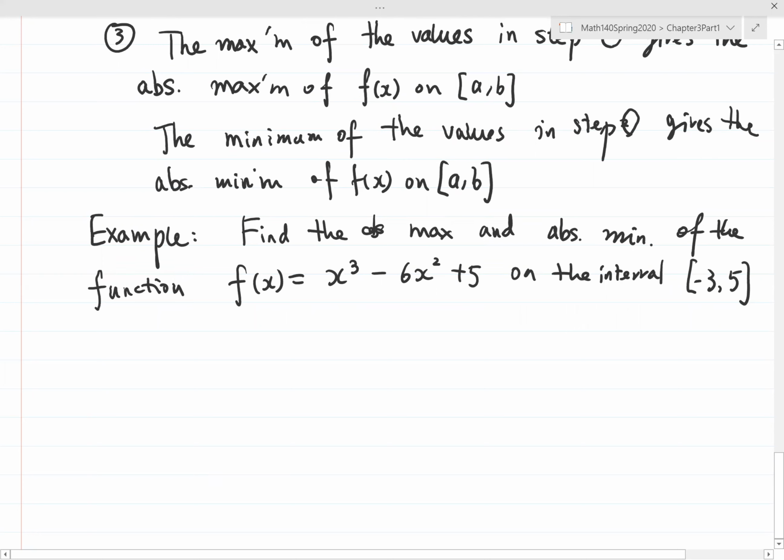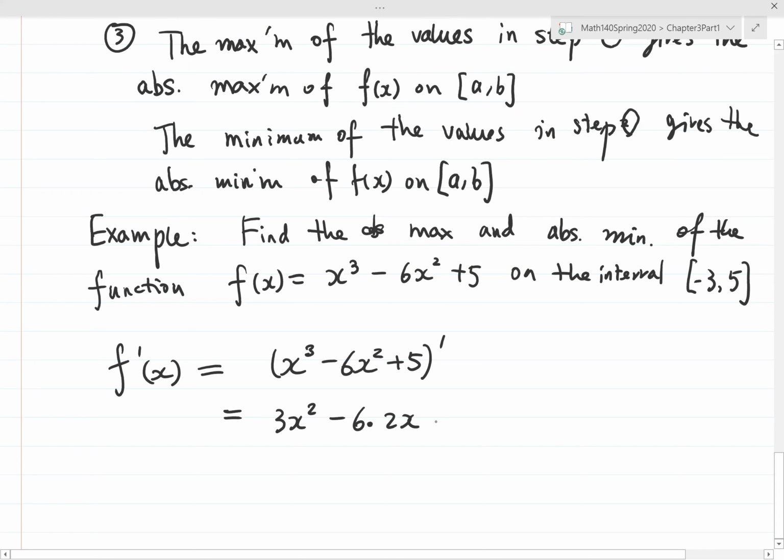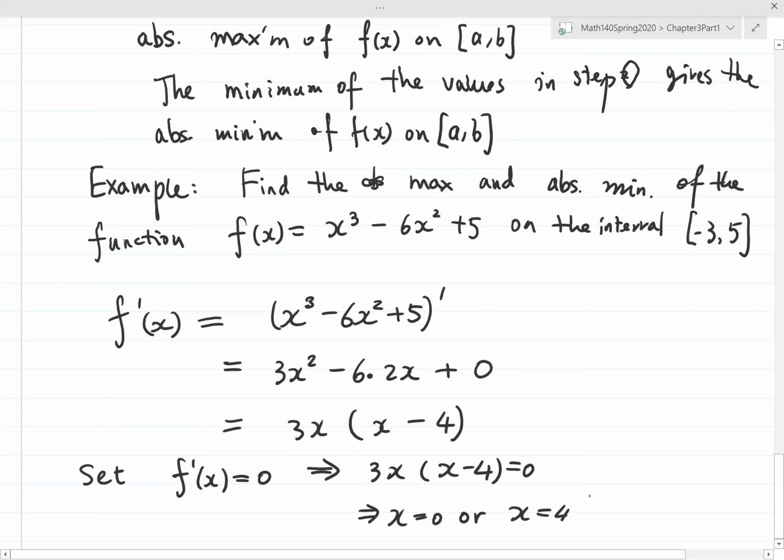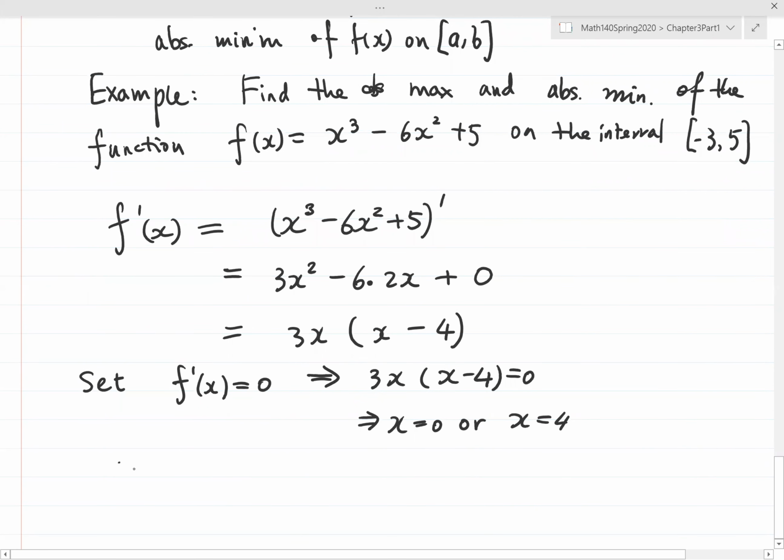Now the first step, find all critical numbers. So first take the derivative, using the power rule. x cubed gives us derivative 3x squared, and the derivative of 5 gives us 0. So we factor out the 3x: 3x(x minus 4). This derivative exists everywhere, so we set the derivative to be 0. We get 3x(x minus 4) = 0, so we find x is 0 or x is 4. We have two roots, so two critical numbers.